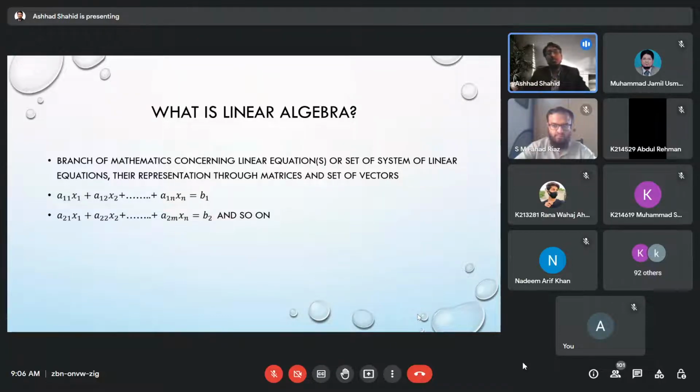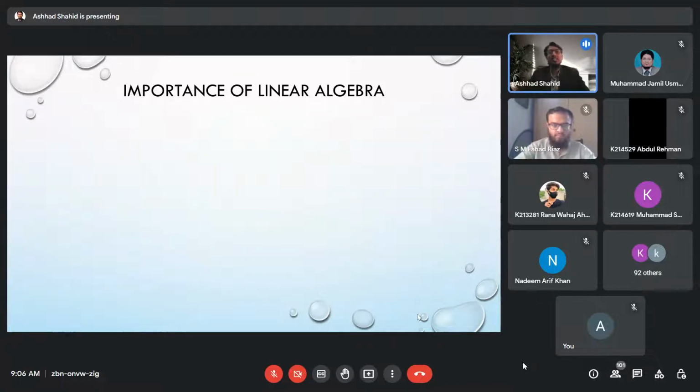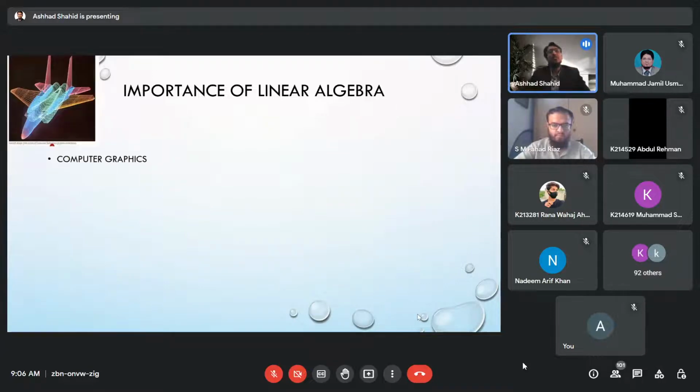Since I have only 1 hour to complete this session, without wasting time, let's go to the importance of linear algebra. The first importance is computer graphics. Whenever we describe computer graphics through any simulation or CAD software, it cannot work with continuous data. We cannot describe the continuous form, even when describing a line.